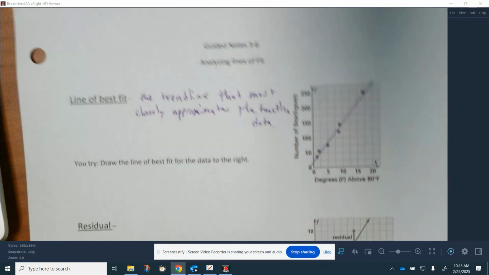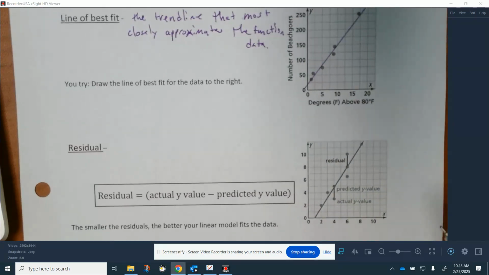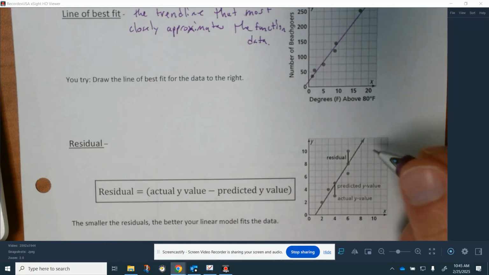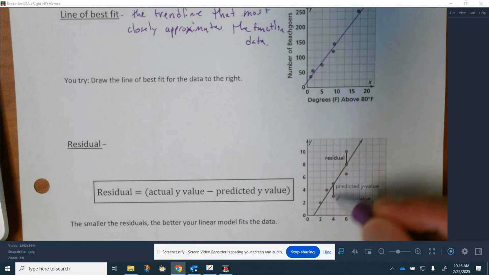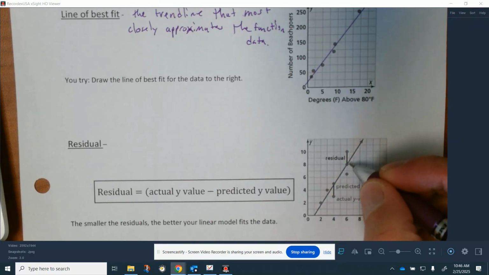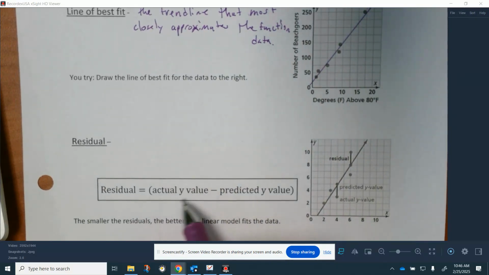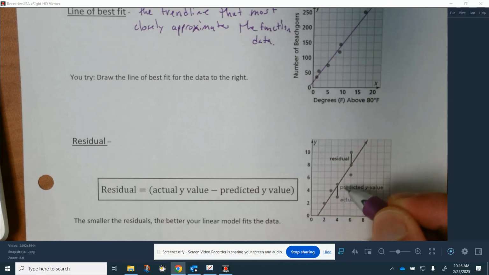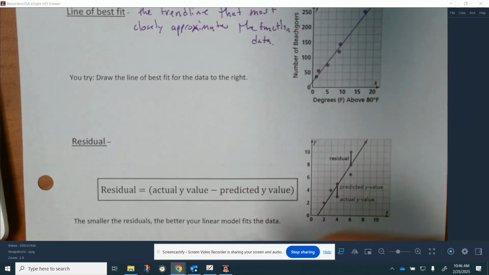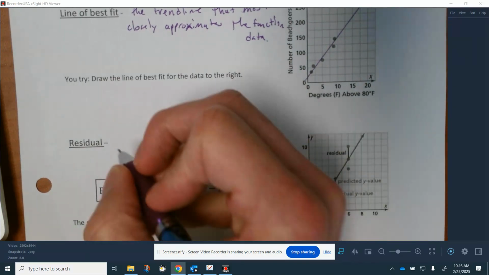Okay, so the next definition that we need to know is a residual. A residual is basically just the distance between the trend line, which predicts the values of the function, and your actual point. So if you go directly up or directly down, there's your actual y value, that's from your experiment, and your predicted y value, that is your trend line height, the point that's on your actual trend line. So the residual is the difference between the actual experimental value and your predicted value. That's what a residual is.